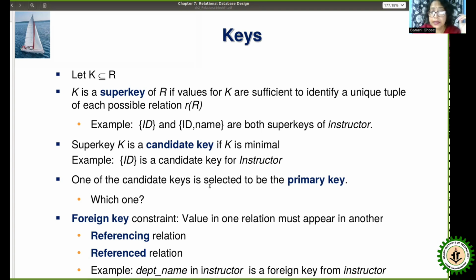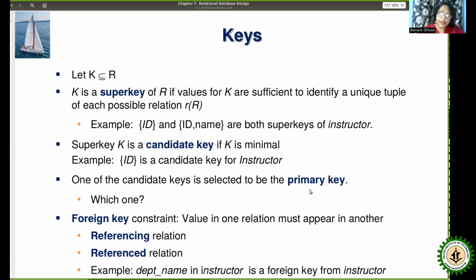One of the candidate keys is selected to be the primary key. So you can have a number of candidate keys, and from among them you have to choose one. So who will choose that? The database administrator is there to choose, from among the alternatives of the candidate keys, which is to be selected as the primary key. So it is the responsibility of the database administrator.